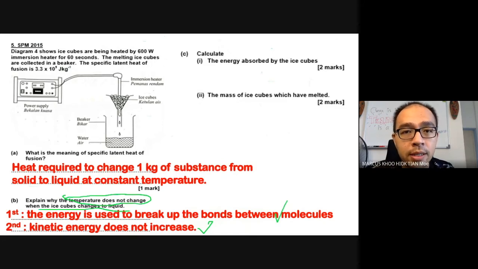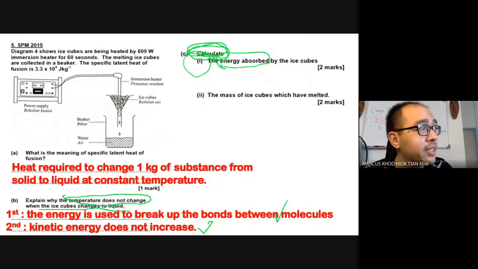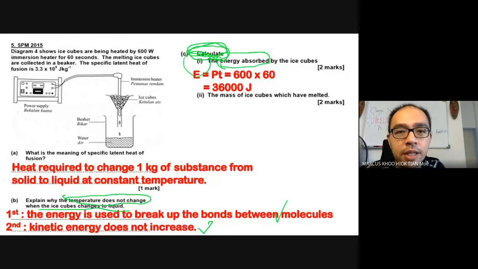Okay, C1 now, calculate the energy absorbed by the ice cubes. Can I have Kahao for this, please? Energy absorbed by the ice cubes. How do you get 36,000? You can either unmute yourself and tell me, or you can type it out, no problem. Typing out just means longer time and more trouble for you. 600 times 60. We use E equals to Pt. 600 times 60 and you get 36,000. Don't forget the unit. The unit is joules.